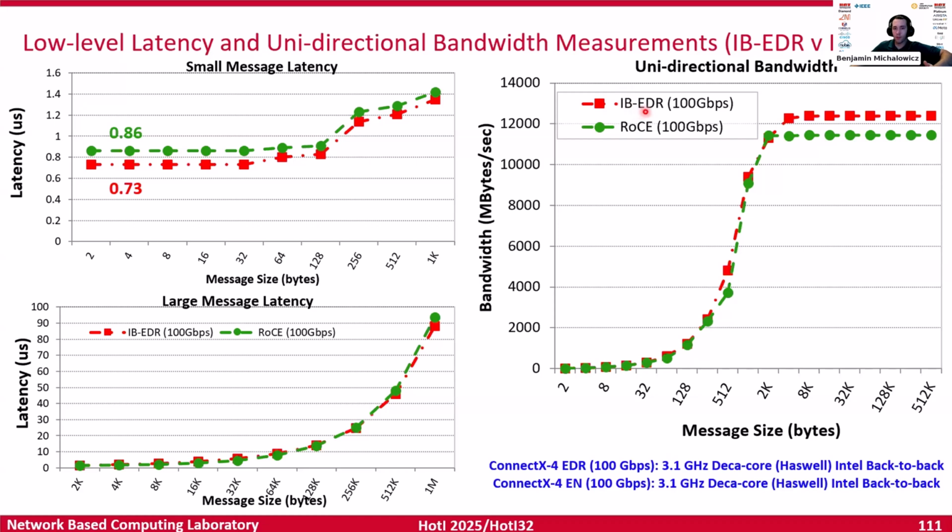IB EDR comparison. At the time that these were taken, we were at ConnectX-4 and using a 100 gigabit per second connection across RoCE and InfiniBand. In either case, both perform very closely together. Both perform very well to a point, but because of some of the extra processing at the time that InfiniBand was able to minimize over RoCE, it's able to consistently get this performance improvement, going from say 0.86 microseconds to 0.73 for small message latency, or say sub 12,000, say 11,800 megabytes per second versus hitting line rate with InfiniBand EDR.